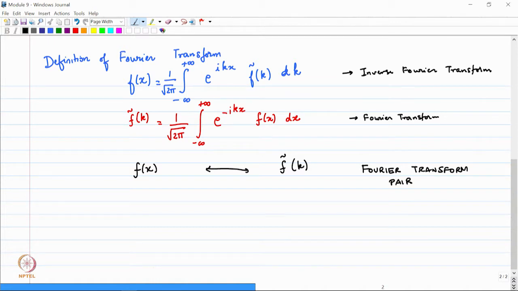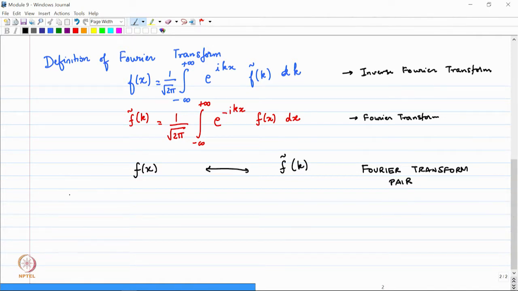Okay. So, this process where you convert a function of x to a function of k is called the Fourier transform. You start with a function of x, write f tilde of k, convert it to a function of k, and that is called the Fourier transform. Then you take the function of k and convert it back to a function of x, and that is called the inverse Fourier transform. Okay. Now, there are a few conditions.